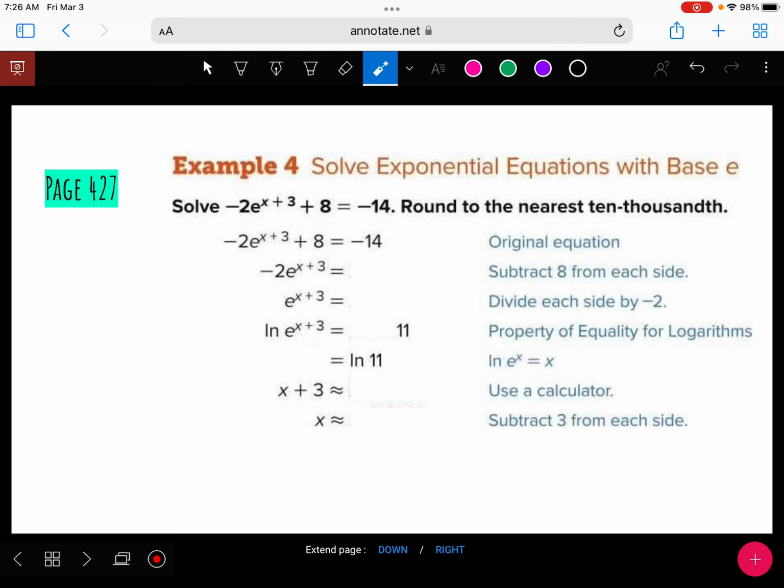Okay, so we're going to look at some of these. We're going to look at solving exponential equations with base e. So get on to page 427, which means get your books out. All right, page 427.